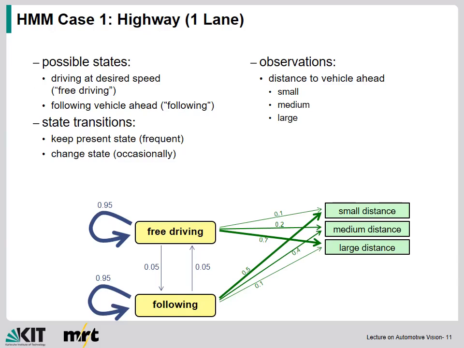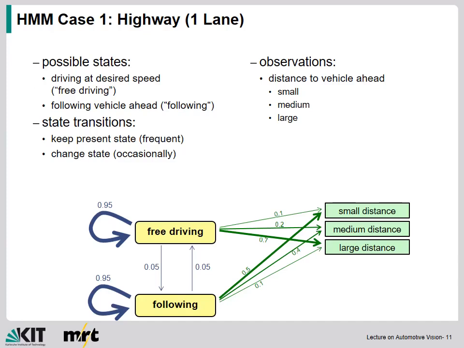So for instance, in this case, we might argue if the vehicle follows a vehicle ahead, it is very likely that the distance to the vehicle ahead is small. So in this case 50%. Or we might express that in the free driving state, the probability that the distance is large to the vehicle ahead is also very large, say 70%, like that.